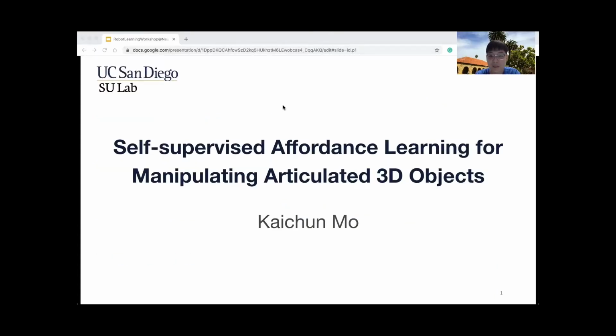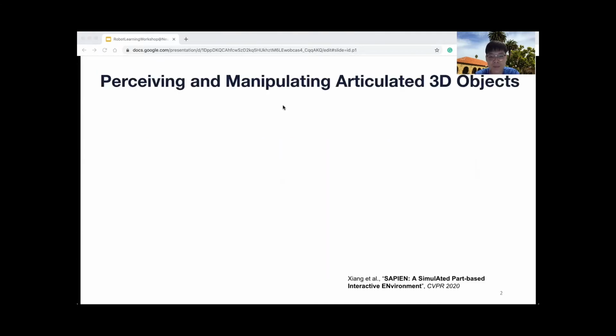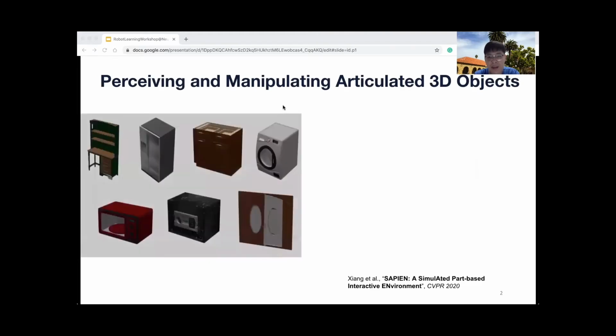Hi everyone, I'm Kai-Chun. Today I'm very happy to present to you some of my recent works on self-supervised affordance learning for manipulating articulated 3D objects. The space of 3D articulated objects is exceptionally rich in their myriad semantic categories, diverse shape geometry, and complicated part functionality.